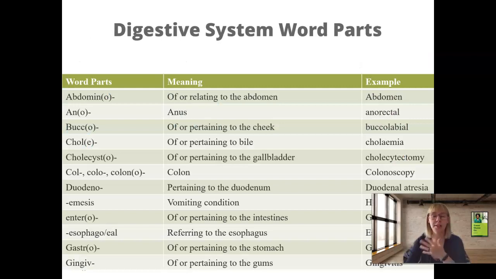So that's going to wrap up our discussion of the topics for Chapter 6. Here are some of the common word parts that you are going to see. The first ones we have are abdomino, ano, bucco, coli, cholecysto, colino, duodeno, entero, gastro, and gingiva. We have two suffixes here, emesis and esophageo or esophageal.